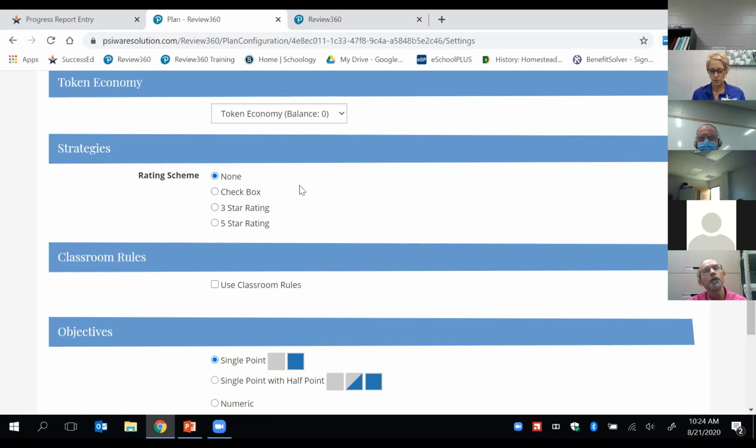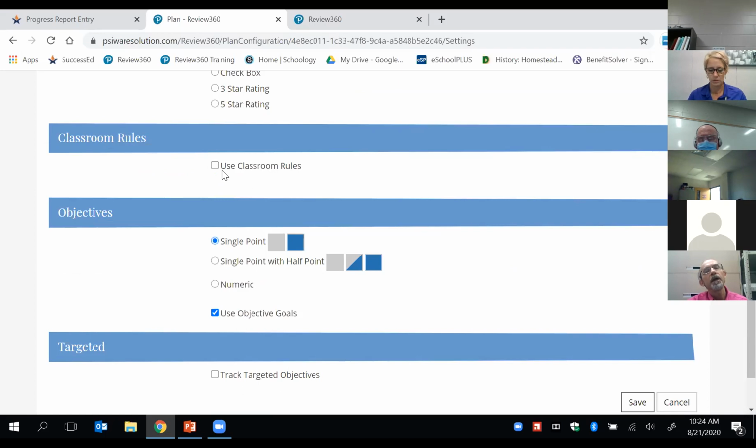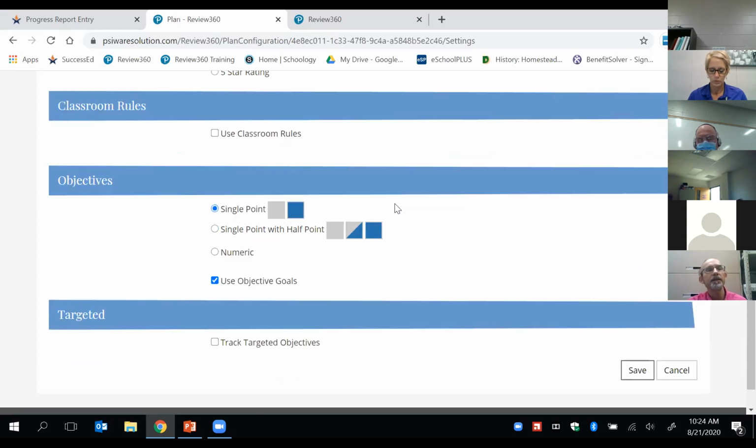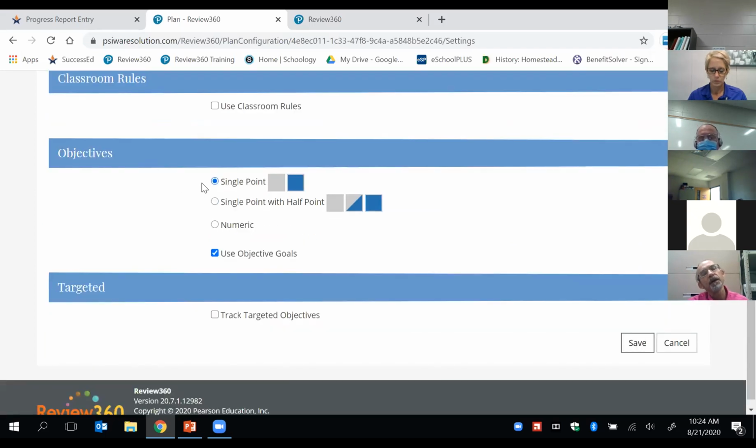But for this demo, we're just going to leave it off. Classroom rules are only used by the AB programming, so you can leave that deselected. The default setting is single point. That's the option that gets most of the usage.